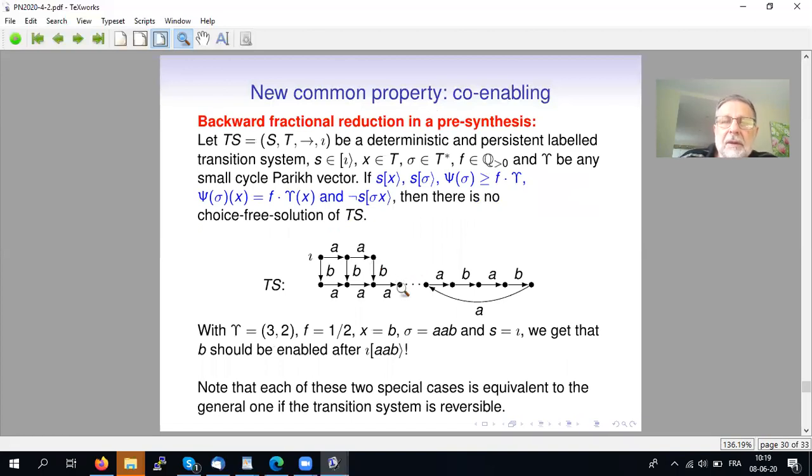We may go the other way around, like here. Indeed, initially we have A and B. If we follow AAB, we get this state, and with this path, the constraint here is also satisfied with respect to this small cycle, in fact, the same as before. And that means that B should also be enabled at that state, which is not the case. So again, we derive that the synthesis is not possible in the class of choice tree nets. Interestingly, these two special cases are equivalent to the general one if the transition system is reversible. That means if it is always possible to go back to the initial state.